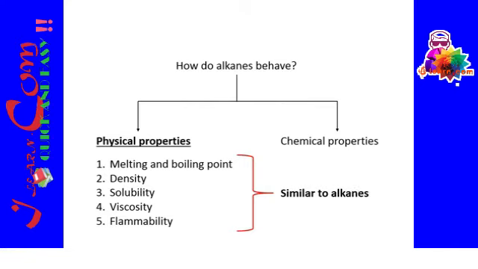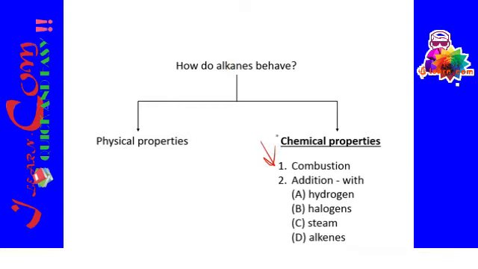Physical properties of alkenes are similar to alkanes. They are very similar because essentially the difference between alkane and alkene is just the double bond. But the chemical properties are where it varies by quite a bit.